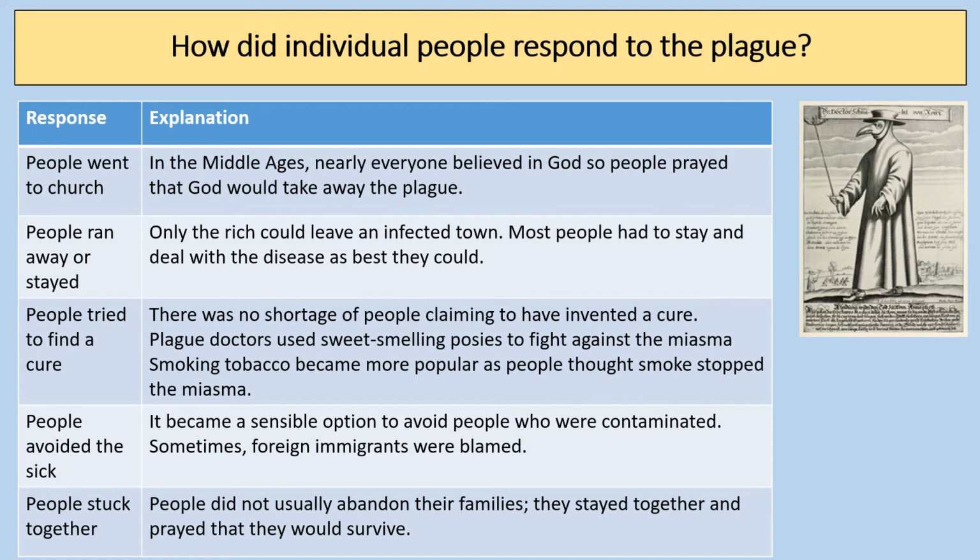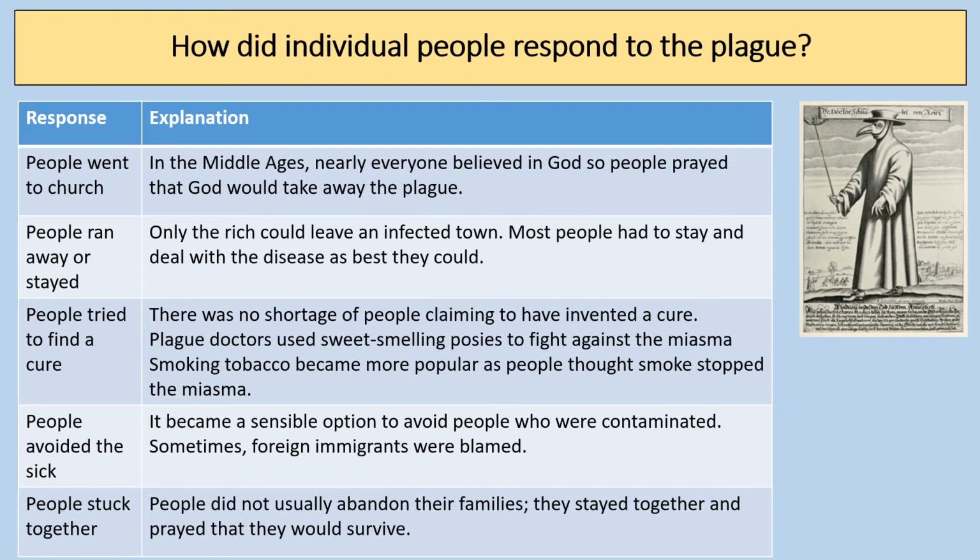People did try to find cures, so there was lots of people that claimed to have invented a cure. The sort of very famous plague doctors, and we can see a picture there of a plague doctor, used sweet-smelling posies or flowers to fight against the miasma. Smoking tobacco became popular as people thought that smoking could prevent miasma and be good for your health. People avoided the sick, so it became a sensible option to avoid people who were contaminated.